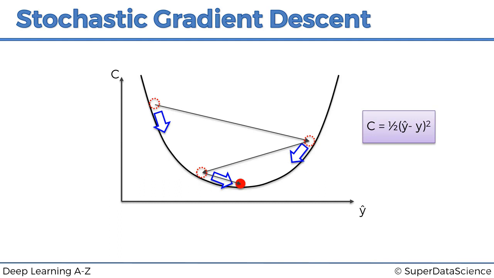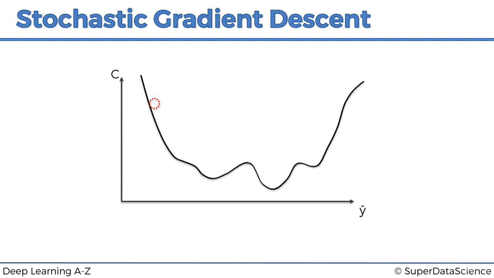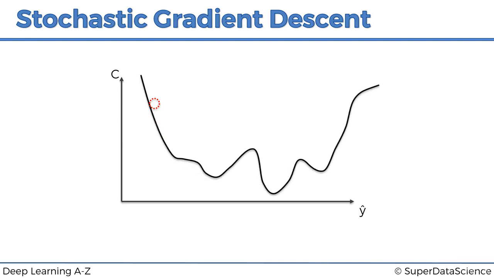But what if our function is not convex? What if our cost function is not convex? What if it looks something like this? Well, first of all, how could that happen? Well, that could happen if we choose a cost function which is not the square difference between y hat and y, or if we do choose a cost function like that, but then in a multidimensional space it can actually turn into something that is not convex.